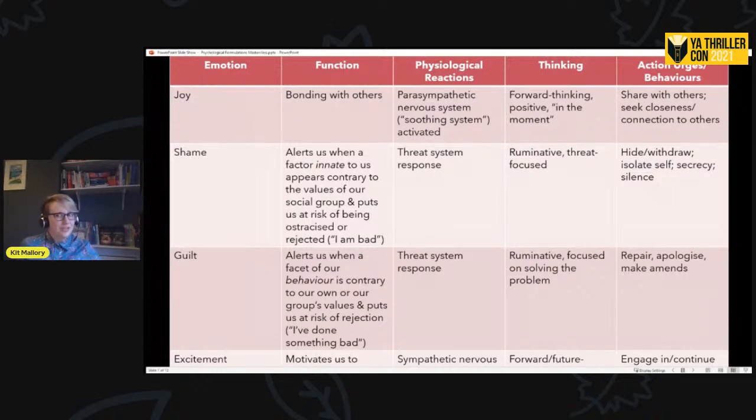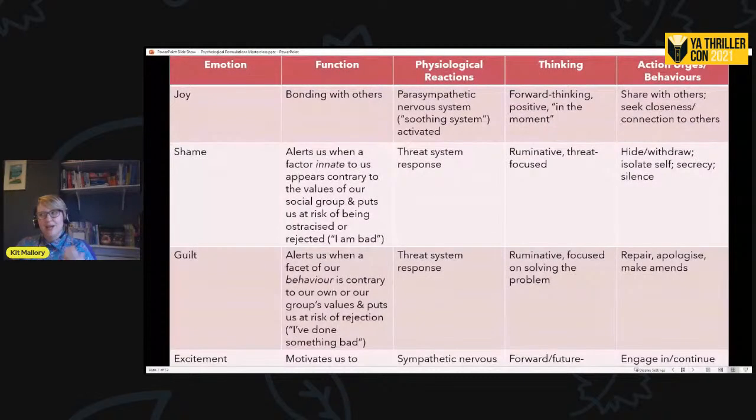Guilt is a social moderator as well, but it alerts us when something that we've done goes contrary to our own or our group's values. And because of that, it motivates different behavior, which is about repairing, apologizing, making amends. It feels like something that's fixable, if that makes sense. Again, I think these are useful things to be aware of as a writer. They're important. They're fundamental in some ways to what it means to be human, I think.